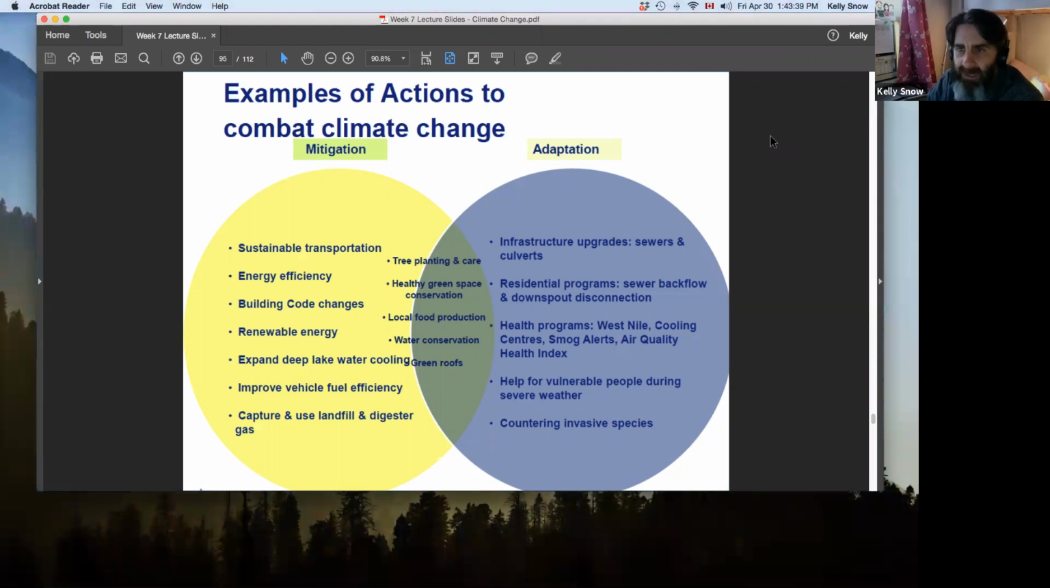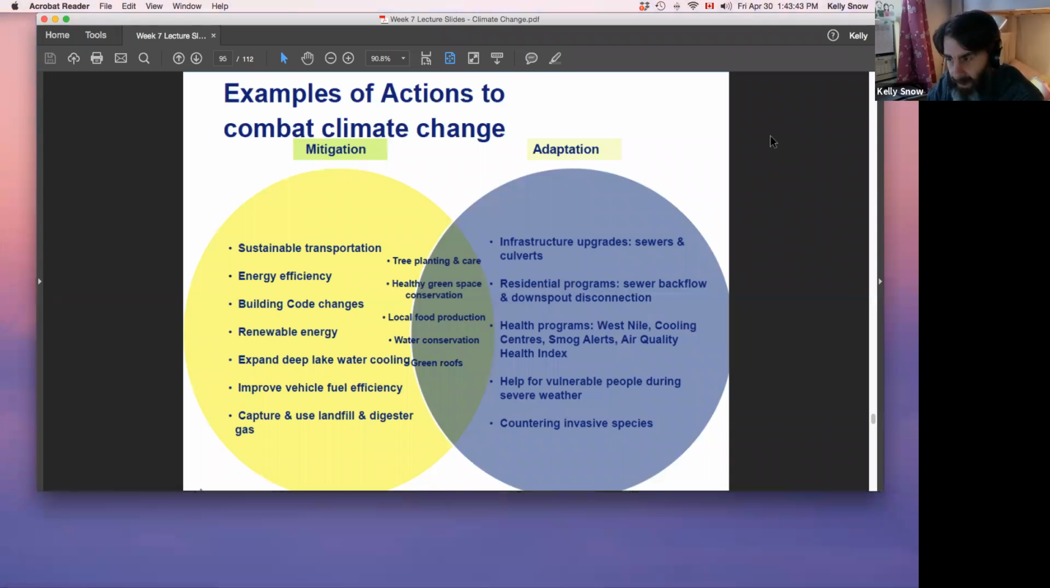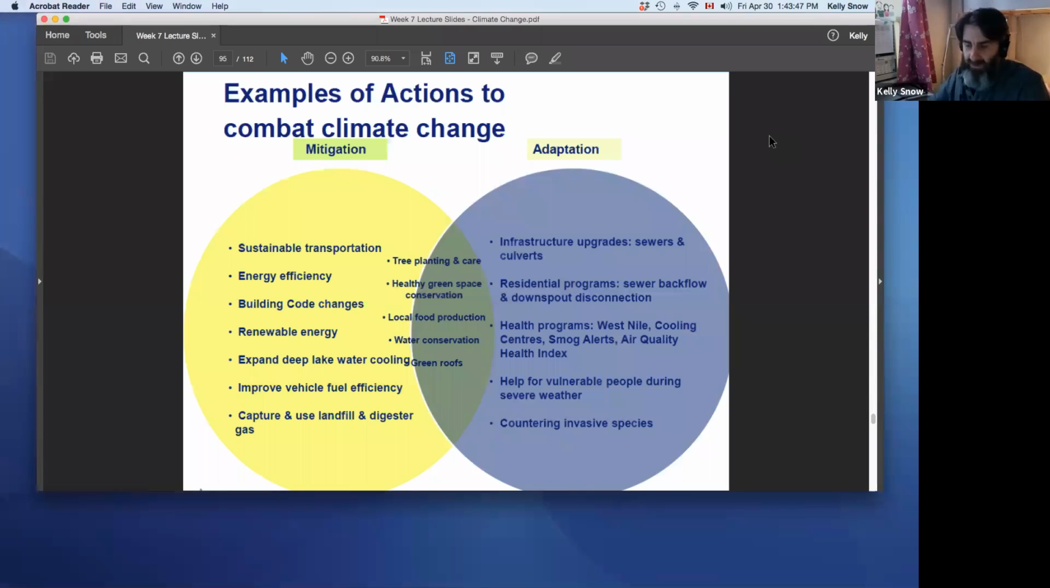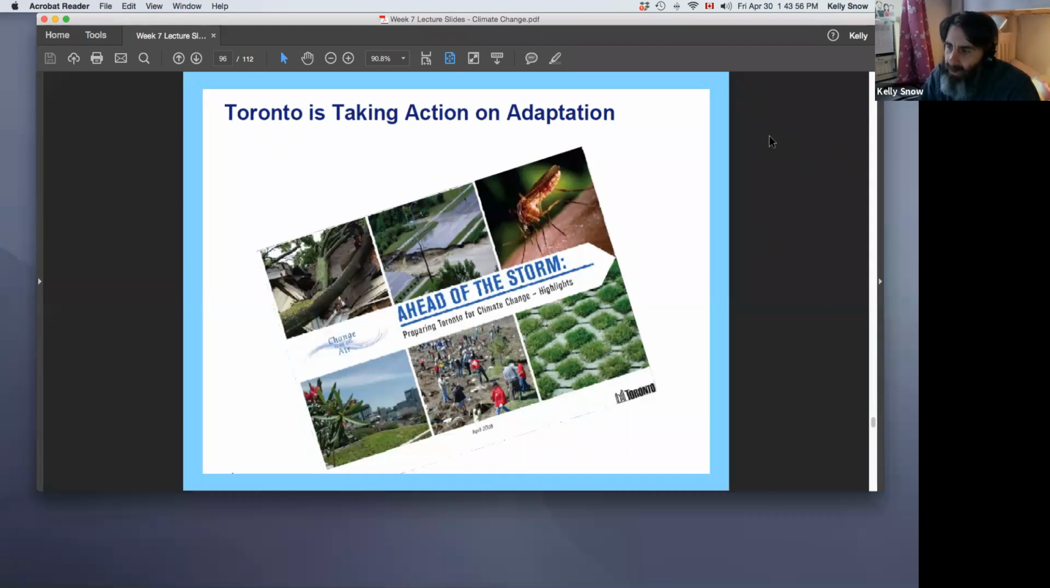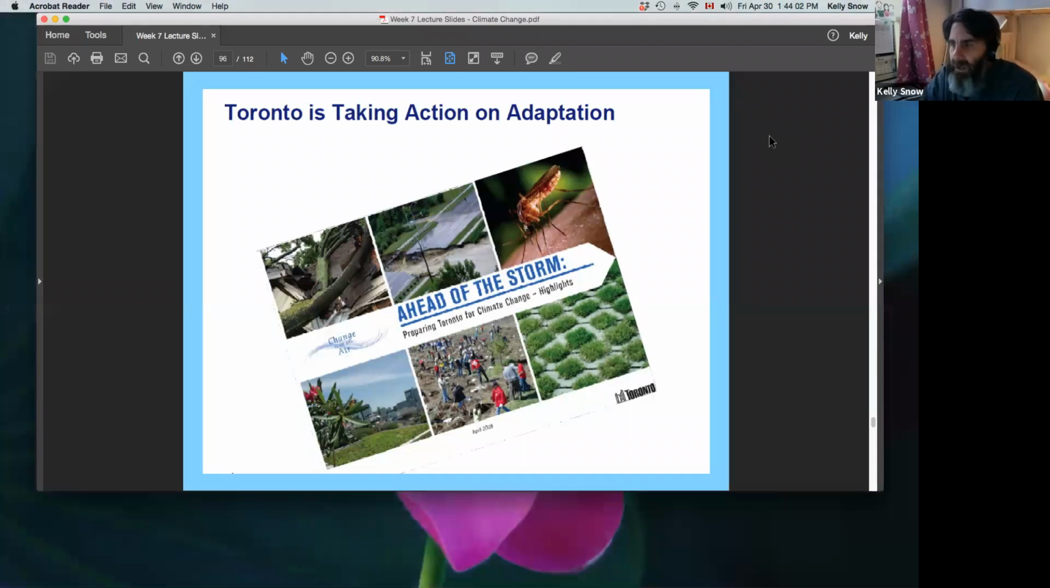But then there's also adaptation, which is building our cities in a way that is going to deal with this changing climate. And so what is Toronto doing? These are examples of it, different types. There's overlap. It's a Venn diagram. Ahead of the Storm. This is a document that the city put out back in 2008. It's been updated since. This is just an older cover.